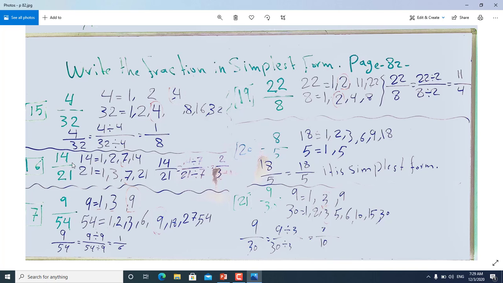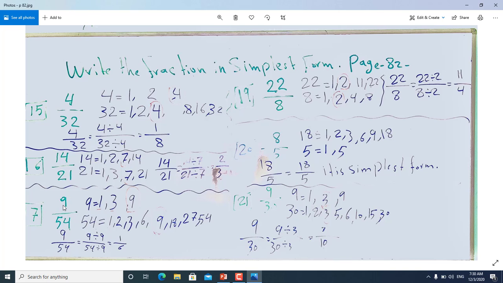From number 16, we have 14 over 21. 14 is made up of 1 times 14 and 2 times 7. 21 is made up of 1 times 21 and 3 times 7. Which one is common? The common factor between them is 7. So for this fraction, the numerator and denominator will be divided by the same number, the greatest factor. So 14 divided by 7 is 2. 21 divided by 7 is 3. 2 over 3 is the simplest fraction for 14 over 21.